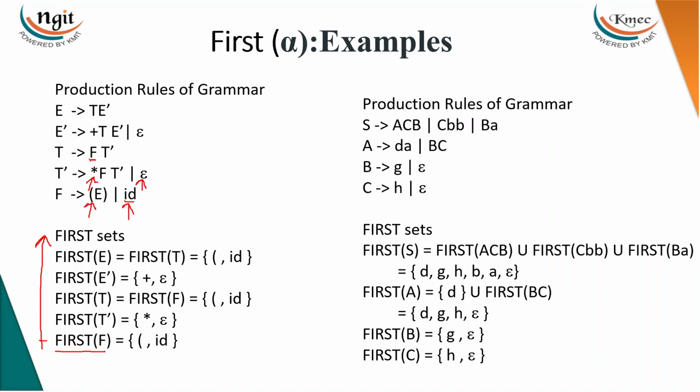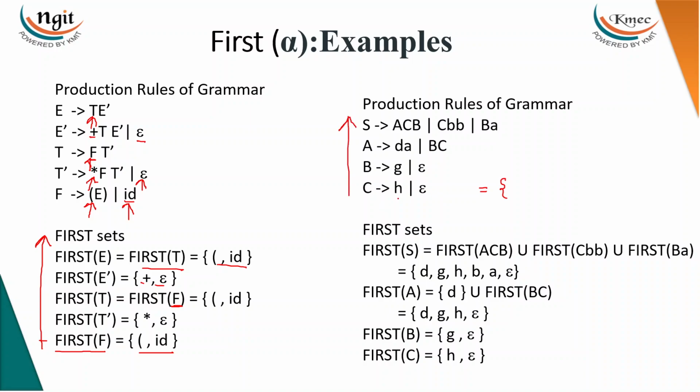Then go for T. First of T is what? First of F. We have already found the first of F, right? What is it? Open brace and ID. That's it. First of E dash, plus and epsilon. First of E is nothing but first of T. What is first of T? We already found: open brace, ID, like that. Same way you can go for it. So you can go for first using the bottom up approach, right?